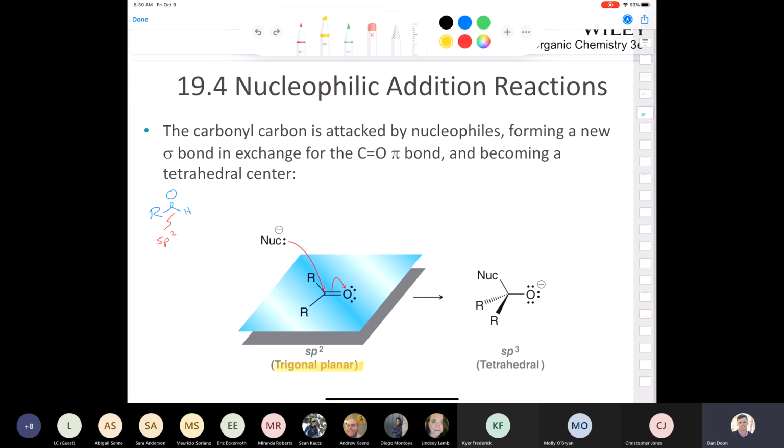shown here, or the nucleophile could even attack from the bottom face, like that. What's the net result of nucleophilic attack possibly occurring from the top or the bottom? If you had two different R groups, you could end up with a racemic mixture.